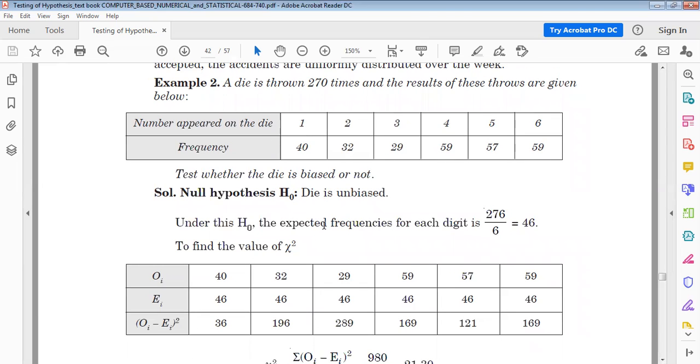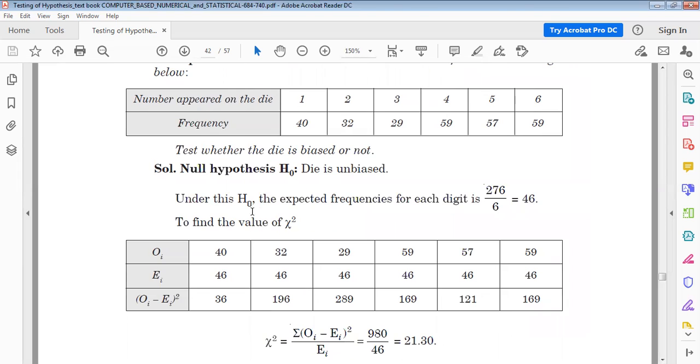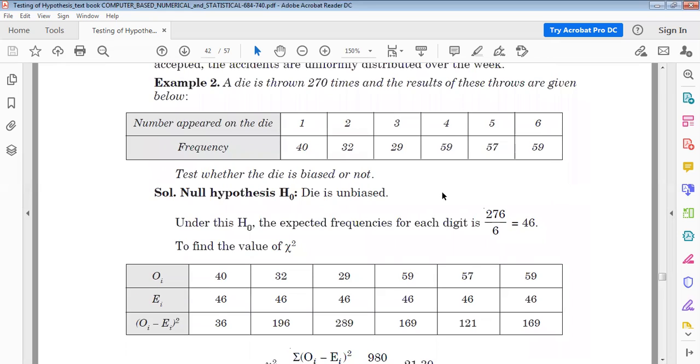Somebody always gets 6 in the Ludo game. Understand?